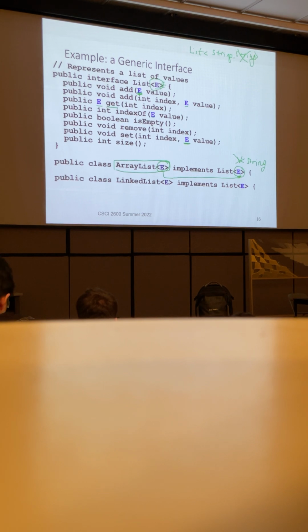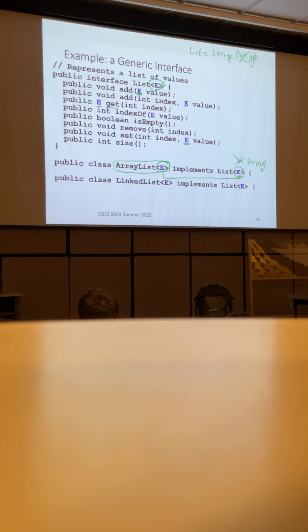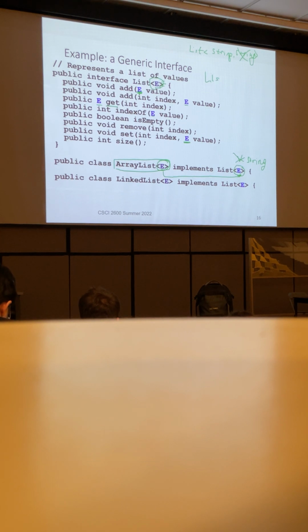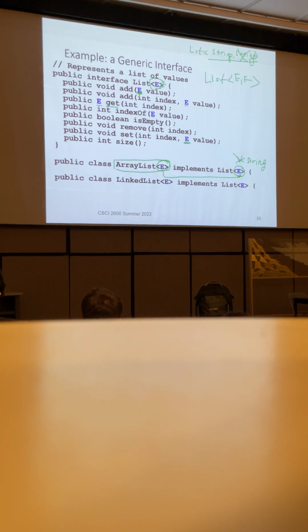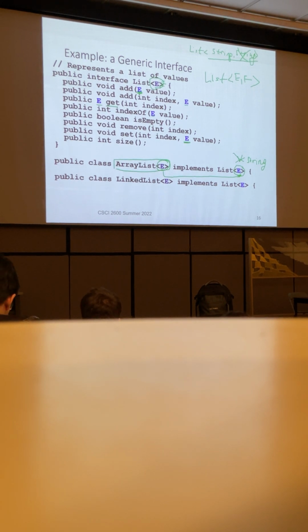If you need two, then you don't want them to be always the same, right? So for example, if you want your list to take E and F, then you actually want to allow them to be different, but you do not require them to be different. So someone could use your list with string and string, or string and integer, or string and something else, or integer and string. So you want to allow them to be different. If you don't, then you don't really need two type parameters.